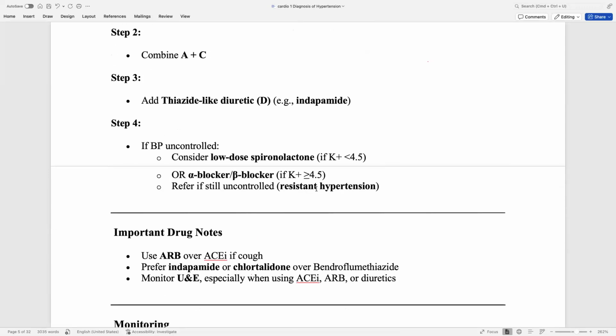Step 4 depends on the potassium. Potassium less than 4.5, we can give spironolactone. If above, we will give alpha blocker or beta blocker. Of course, if the patient has ischemic heart disease, we choose, for example, beta blocker. It depends on the other information given in the scenario, which will help us to select which drug. Is there any contraindication? If there is any contraindication to thiazide-like, of course, we will jump to the fourth step.